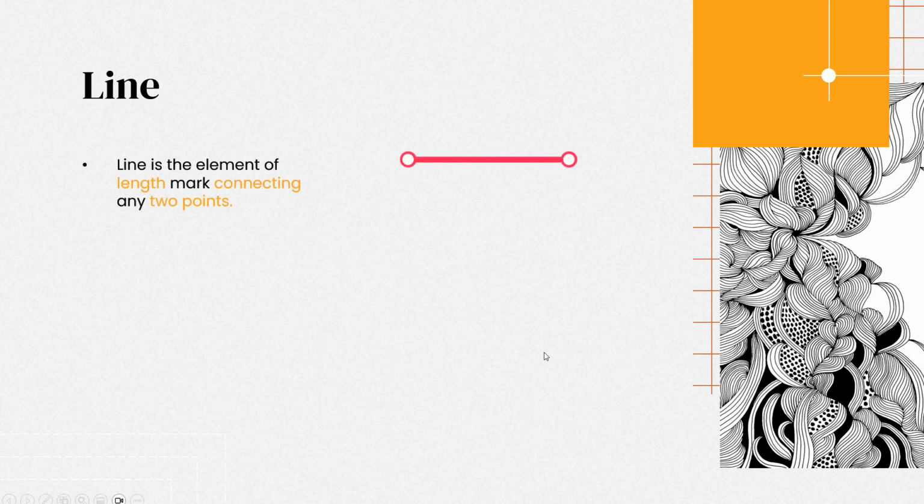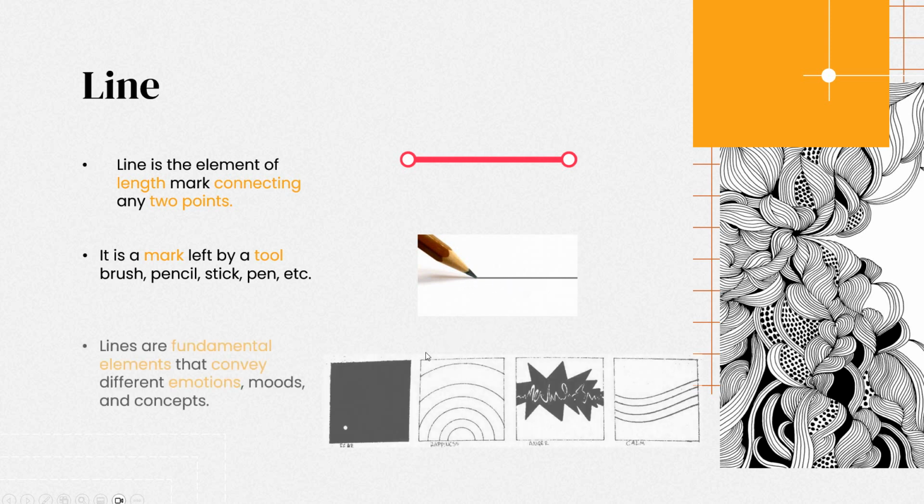So line is the element of length, a mark connecting any two points. So this is point A, point B, and the connection between A and B is the line. Also, we can define the line by the mark left by any tool, brush, pencil, stick, or pen, etc. So any mark that is left by any tool, we call it a line.